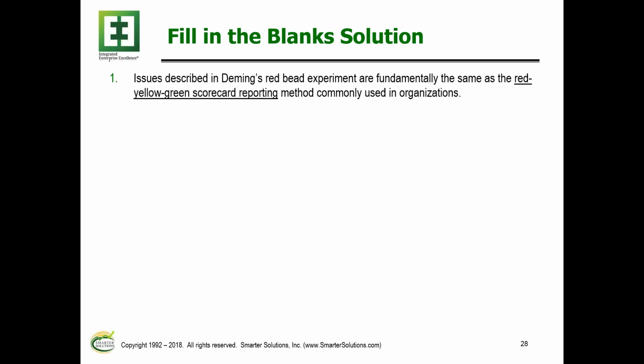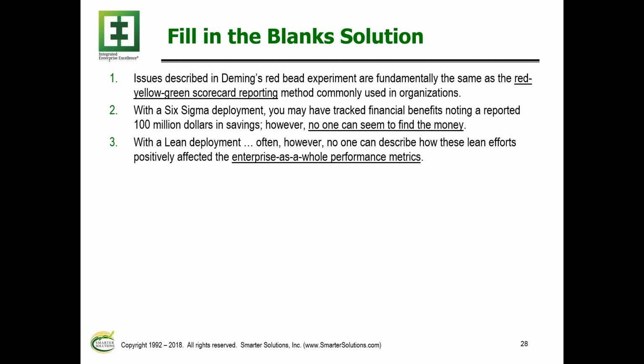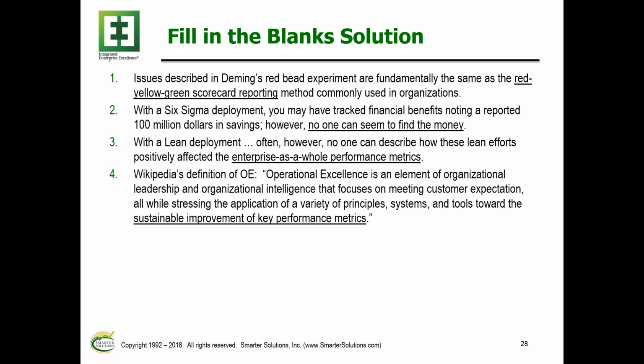So number one, issues described in Deming's red bead experiment are fundamentally the same as red, yellow, green scorecard reporting methodology commonly used in organizations. Number two, with a Lean Six Sigma deployment, you have tracked financial benefits, noting the reported $100 million in savings. However, no one can seem to find the money. With a lean deployment, often no one can describe how these lean efforts positively affected the enterprise as a whole performance metrics.